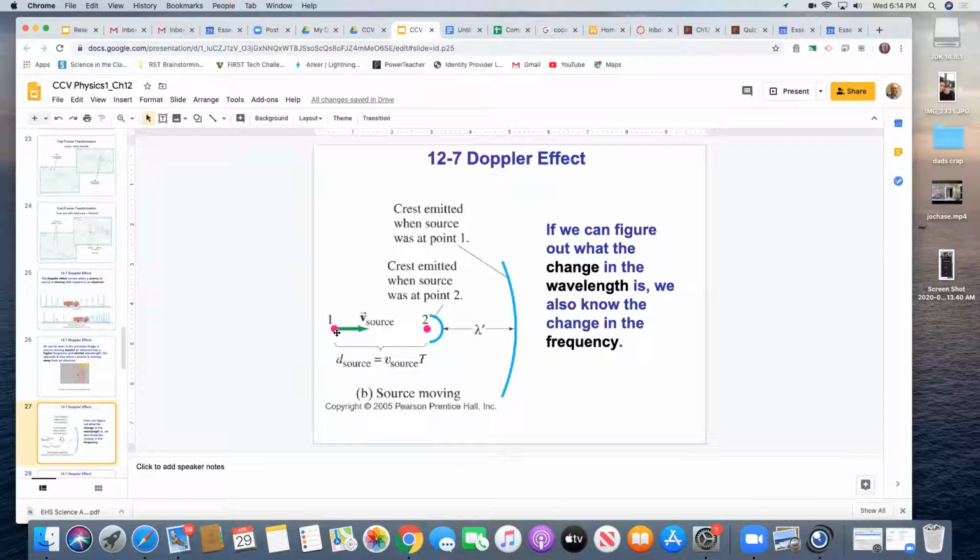So in this case, we have our source that's moving. It produces a sound wave that travels this far from when it was produced. And then at point number 2, the next wavefront is produced, but our source has been moving. So the perceived wavelength is actually shorter than if the source wasn't moving.